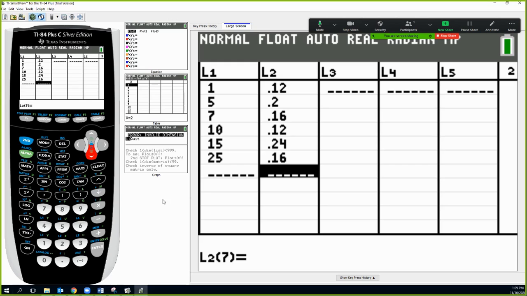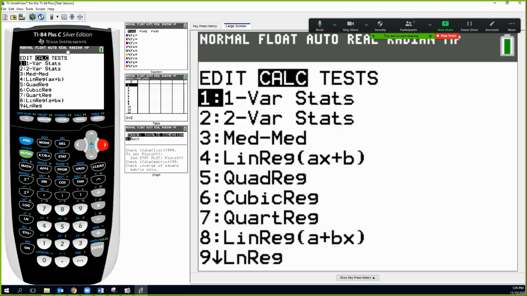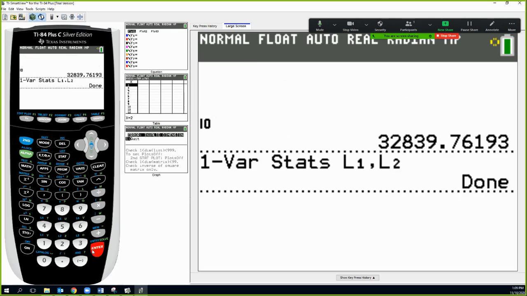And what you do next is you hit stat, right arrow to calc, hit enter for one var stats, and then you leave your list as L1 and then take your frequency list and hit second number 2. That means that we'll weight our x values in L1 with the frequencies or probabilities that they occur in L2. So it should look like this, L1, L2, hit calculate.